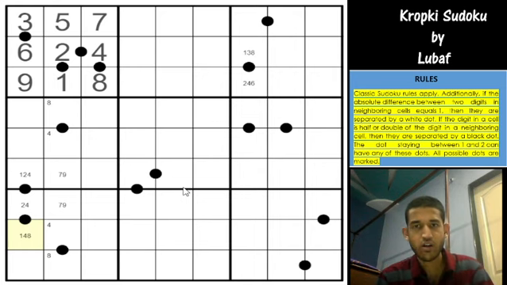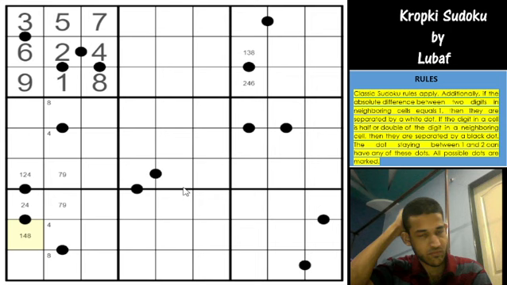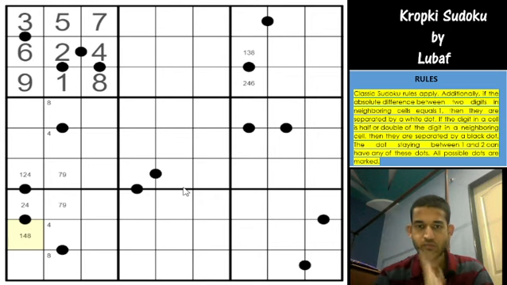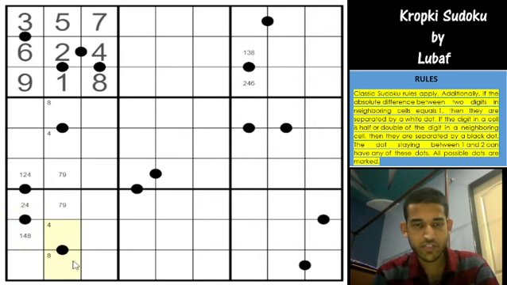Is there any clear logic that we can spot at this point of time? So if only I could deduce that this is a 4, 8, I can get 1, 2, 4 here.